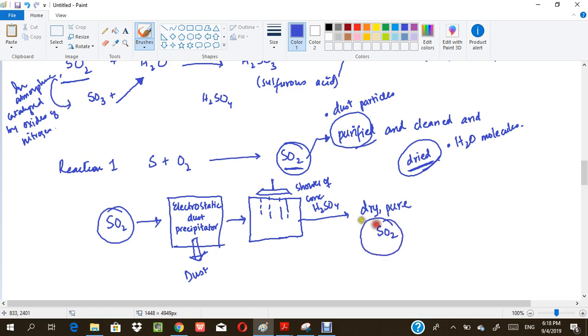The reason that we need this dry and pure sulfur dioxide is the same as the reason behind purifying nitrogen and hydrogen in the Haber process. That is, the step that's going to follow is a catalytic step. And if we use impure sulfur dioxide, the catalyst will be poisoned and it will not remain fit for use later on. So this is done to avoid poisoning the catalyst.